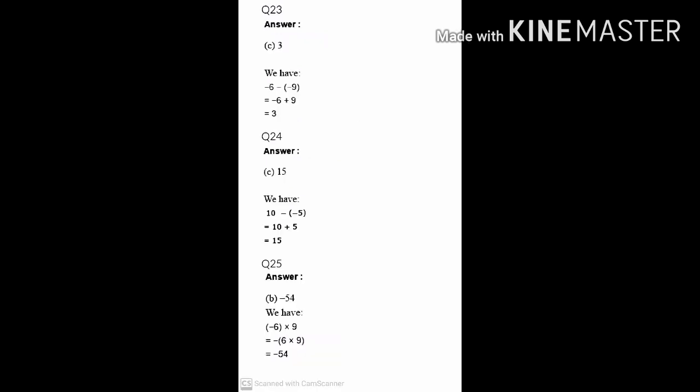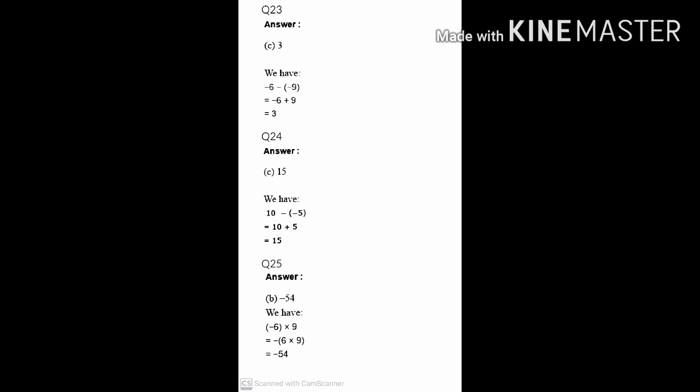Question number 23. On subtracting minus 9 from minus 6. From minus 6. So minus 6 will be written before. So it's minus 6 minus minus 9. That is minus 6 plus 9. That is 3. Then next question is on subtracting minus 5 from 10. So it is 10 minus minus 5. It will be 15. 10 plus 5, 15.